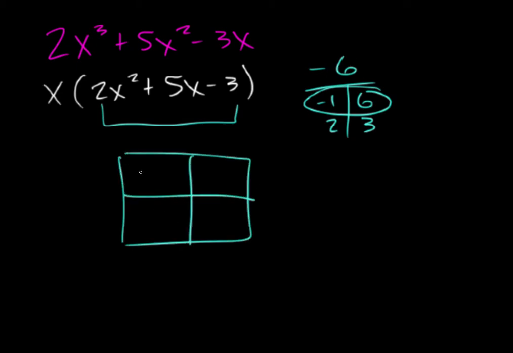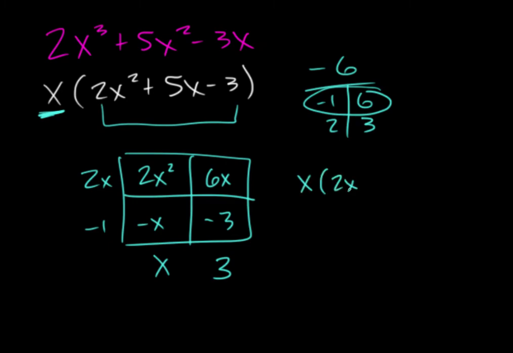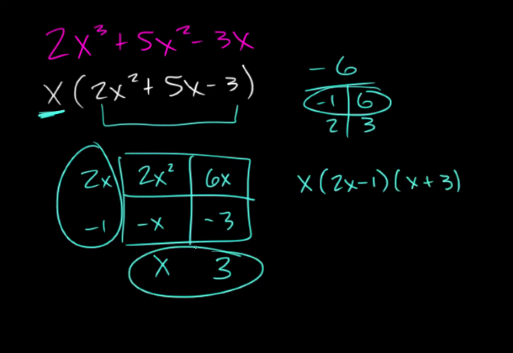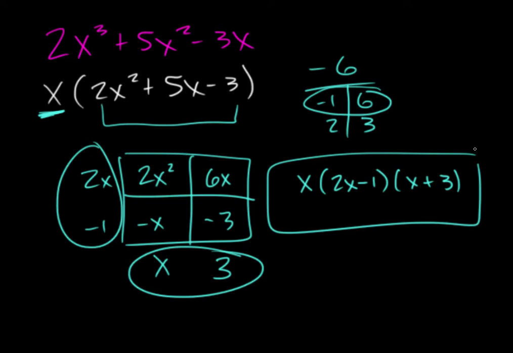We set up the box. Okay, we can factor out a 2x, factor out a negative 1, factor out an x, factor out a 3. Multiply those back just to double check the signs are correct. And it works. Don't forget about this x either. So when we factored it, it's x, then it's 2x minus 1 from here, and then it's x plus 3 from here. And so that's our factored version of that.